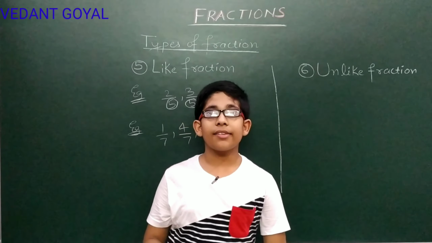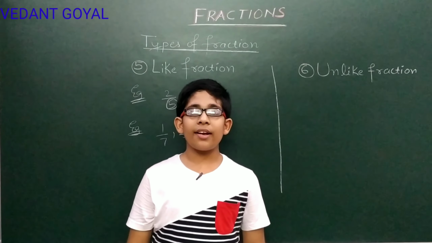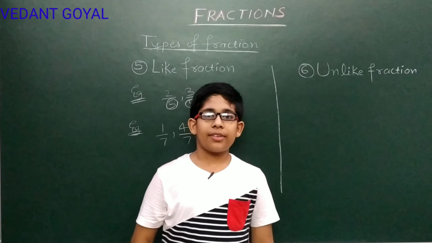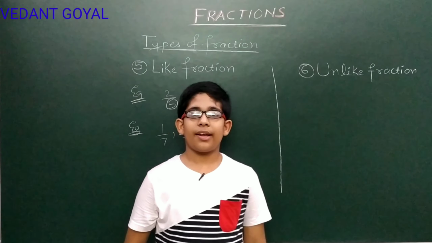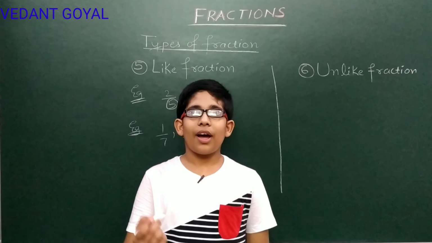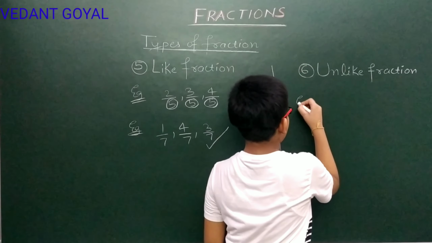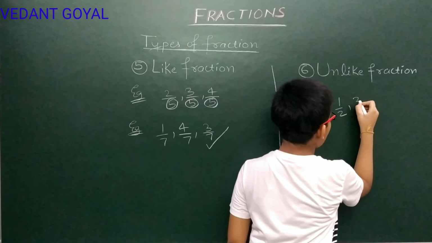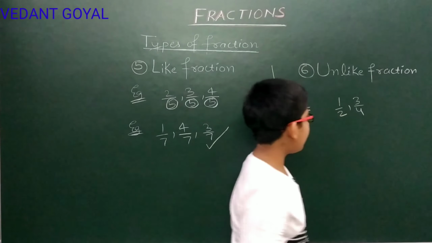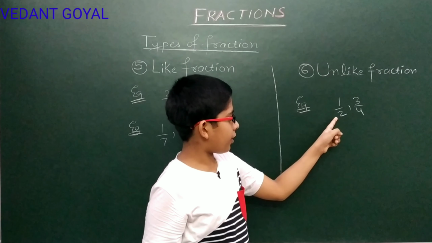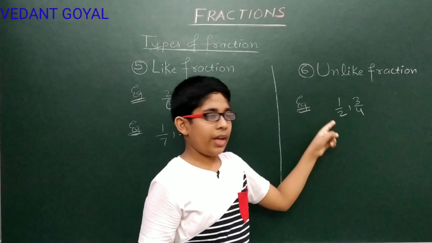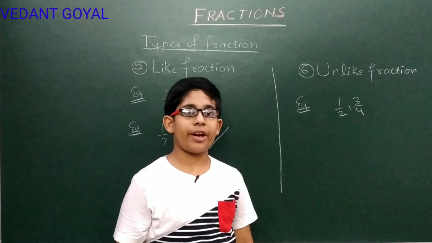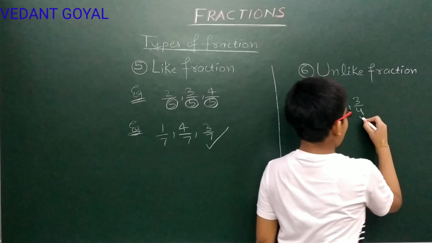Now let's discuss unlike fractions. What are unlike fractions? Unlike fractions are the fractions in which the denominators are different. Let's take an example of unlike fraction. 1 by 2 and 3 by 4. You have seen in the first case the denominator is 2 and in the second case the denominator is 4. So they are different. So this is an unlike fraction.